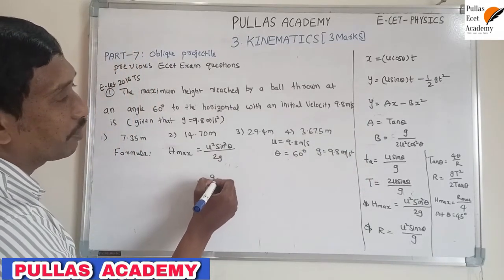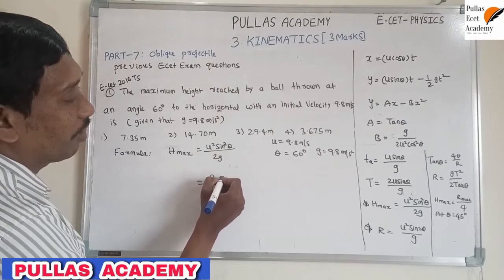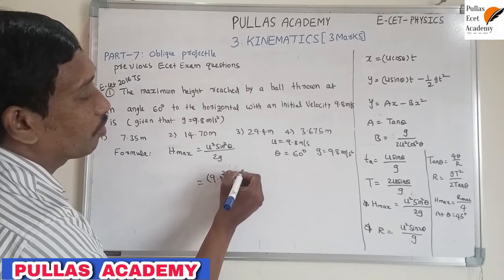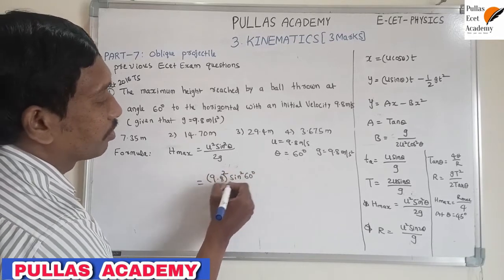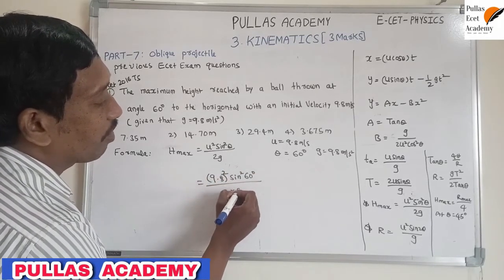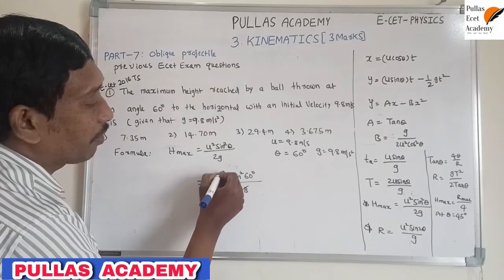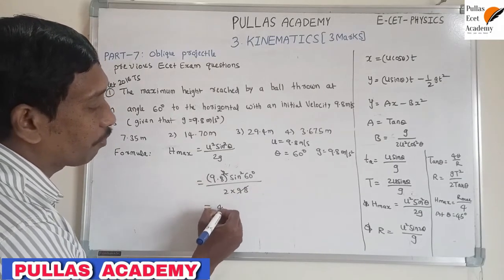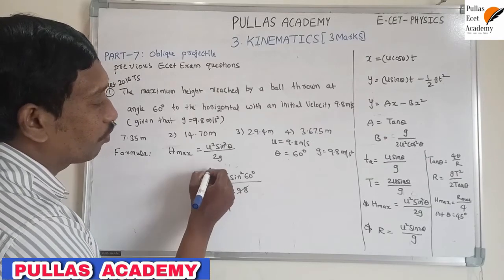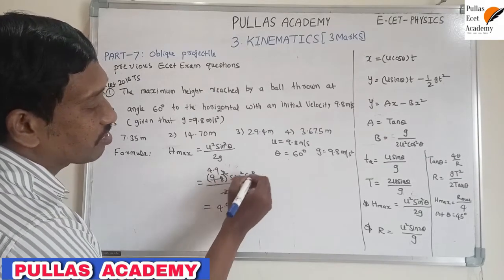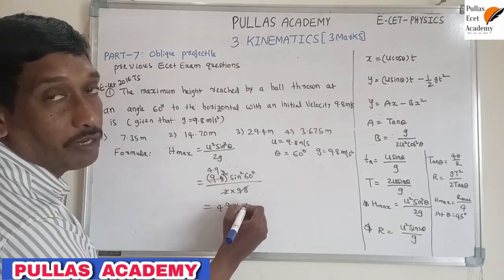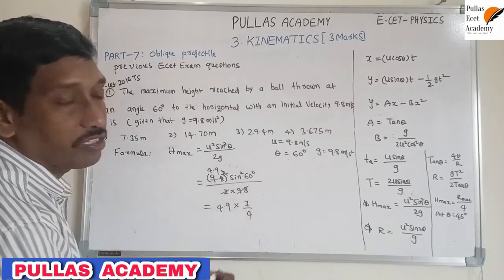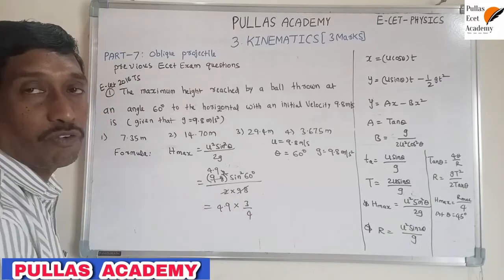u equal to 9.8, whole square means what? 9.8 whole square into sin square theta, and theta is 60 degrees, divided by 2 into g, where g value is 9.8. 9.8 square is cancelled, remaining is 9.8 by 2, which means 4.9. Sin 60 value is root 3 by 2. Root 3 by 2 whole square is 3 by 4.